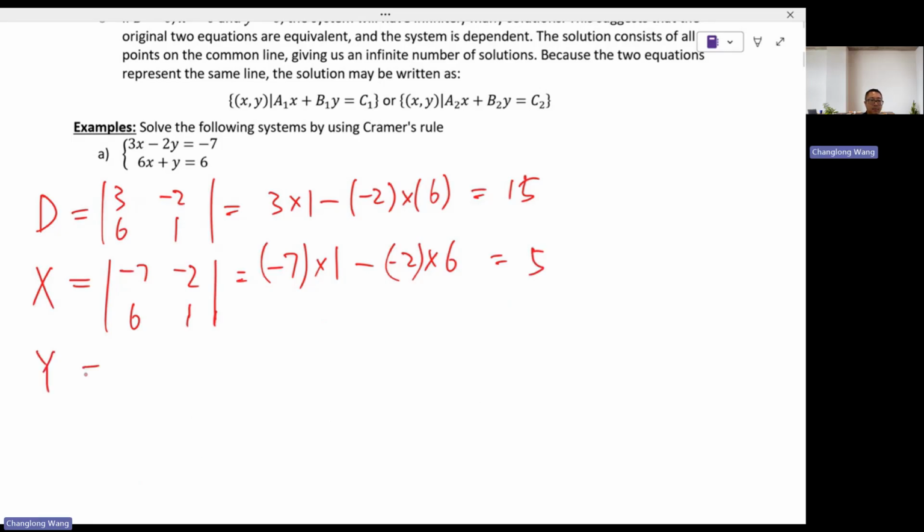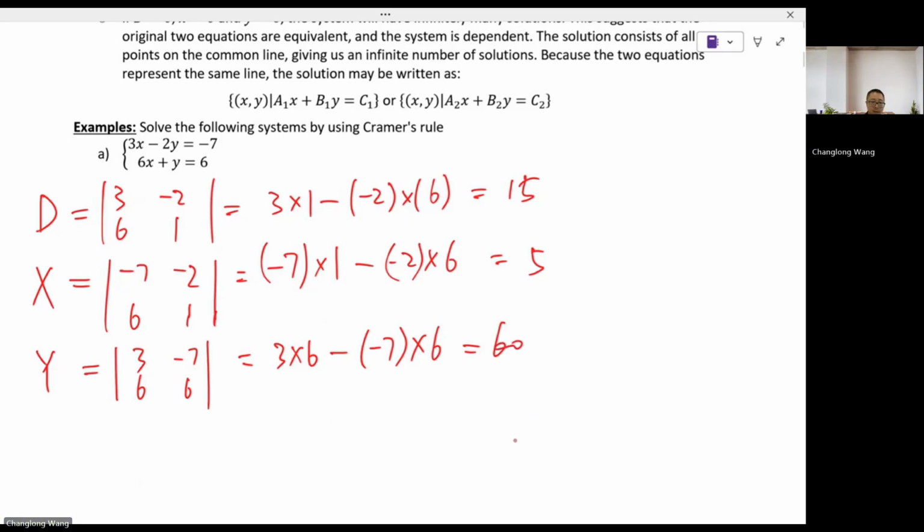Now let's do the Y. I guess you get the gist. So we will keep the first column of the D. We'll replace the second column with the constants -7 and 6. Okay, and we'll do 3 times 6, minus -7 times 6. All right, so that'll be 18 minus -42, plus 42, so it'll be 60. All right, there you go.